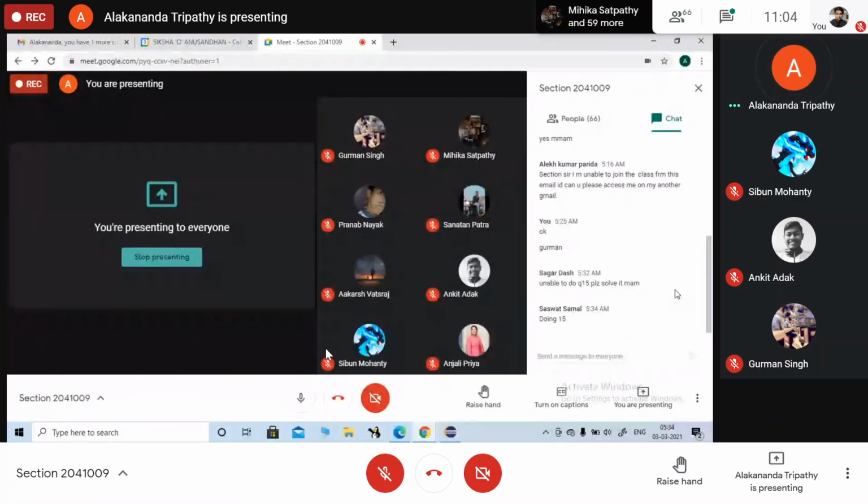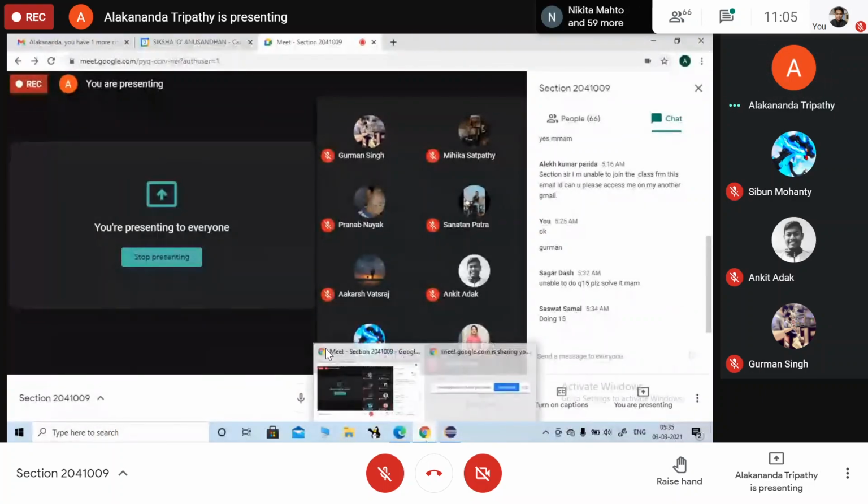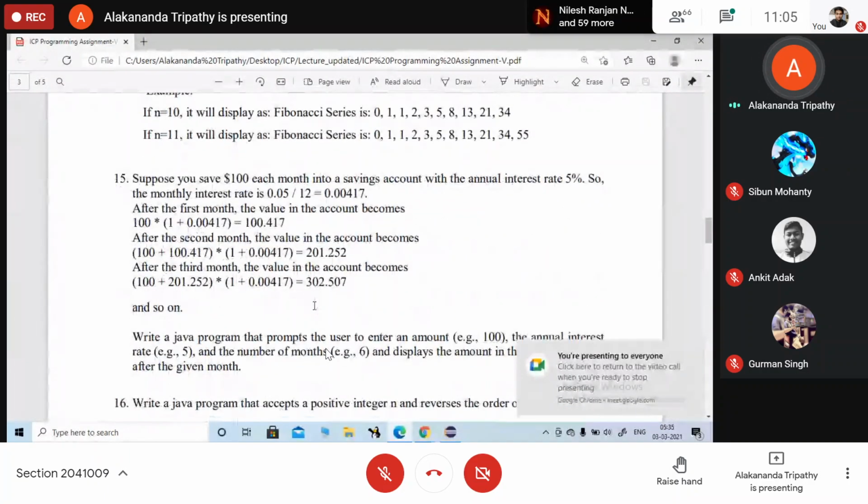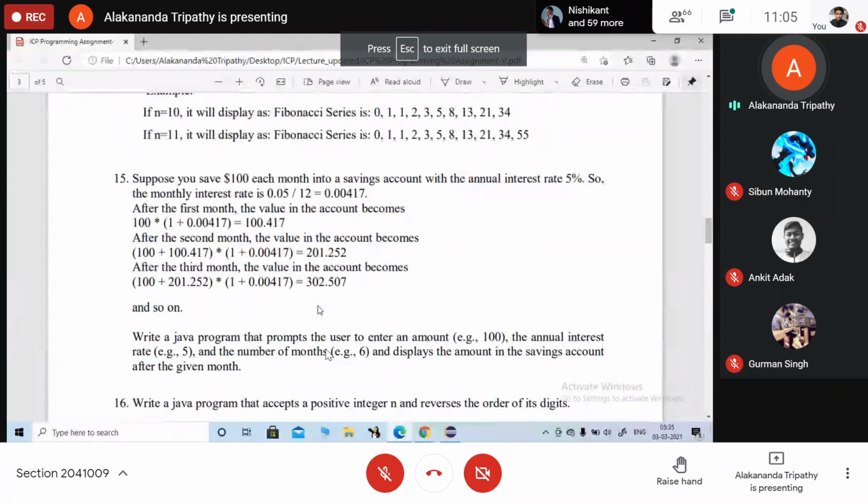Okay, now check. Question number 15, all of you. What is the question here? Now, suppose you have $100 in each month in a saving account with annual rate of interest is 5%. So, the monthly rate of interest is given here, it is 0.05 divided by 12.